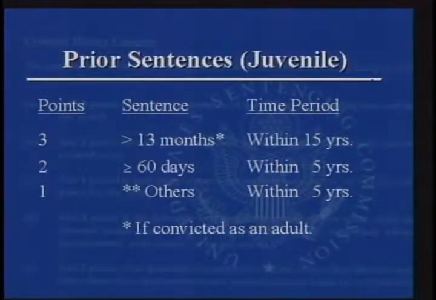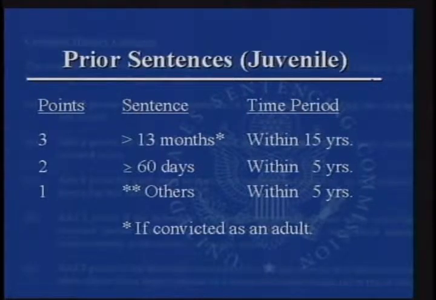Okay, Debbie, let's talk about how you go and count juvenile sentences. Okay. We're going to keep in mind that when we're talking about juvenile sentences, we're looking at conduct the defendant committed prior to his or her 18th birthday. And again, like we had for the adult criminal convictions, we have a chart that should assist you in applying these criminal history points. And again, you will see that 3 criminal history points are assigned for each prior juvenile sentence that was greater than 1 year and 1 month, provided that the juvenile was convicted as an adult, and we're looking at a sentence that was imposed within 15 years of the commencement of the instant offense.